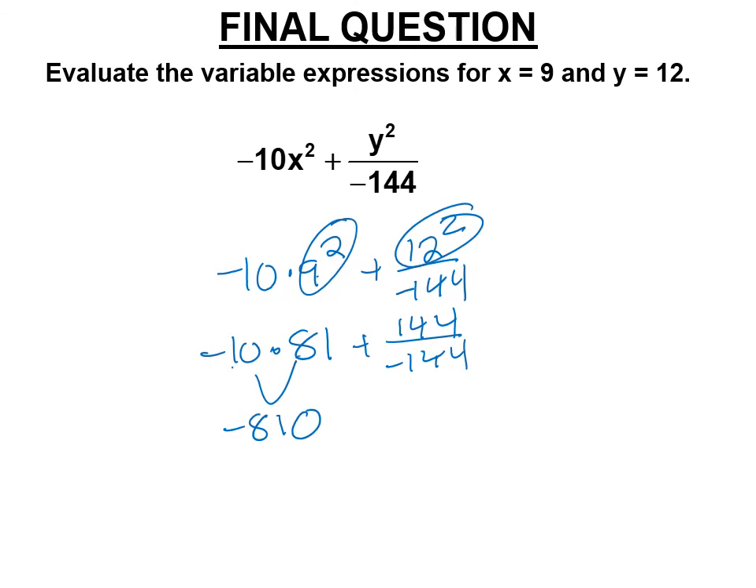81 times 10 is 810, add a 0, but it's negative 810. 144 divided by negative 144, well, 144 over 144 would be 1. So this must be -1. So what's negative 810 plus -1? Negative 811.